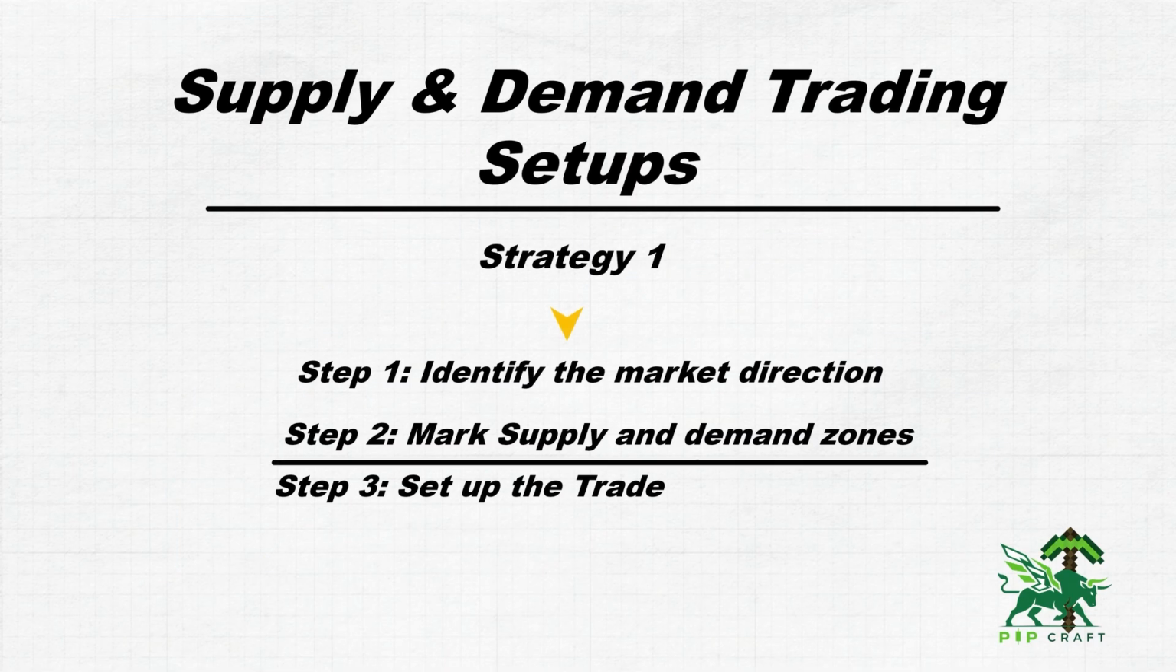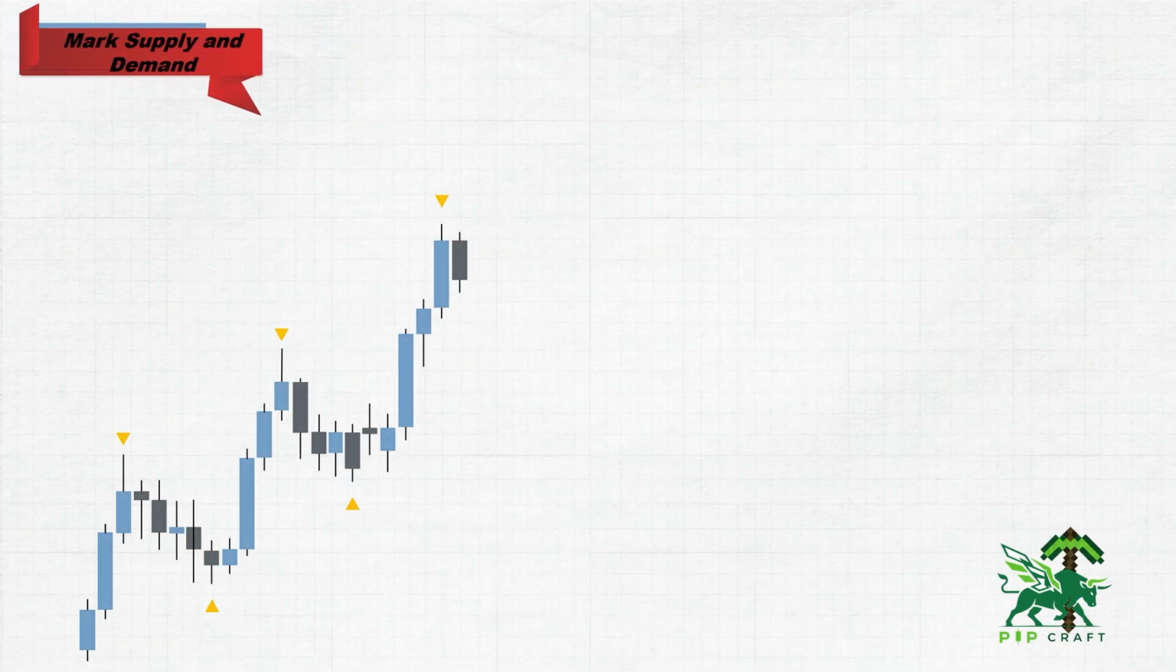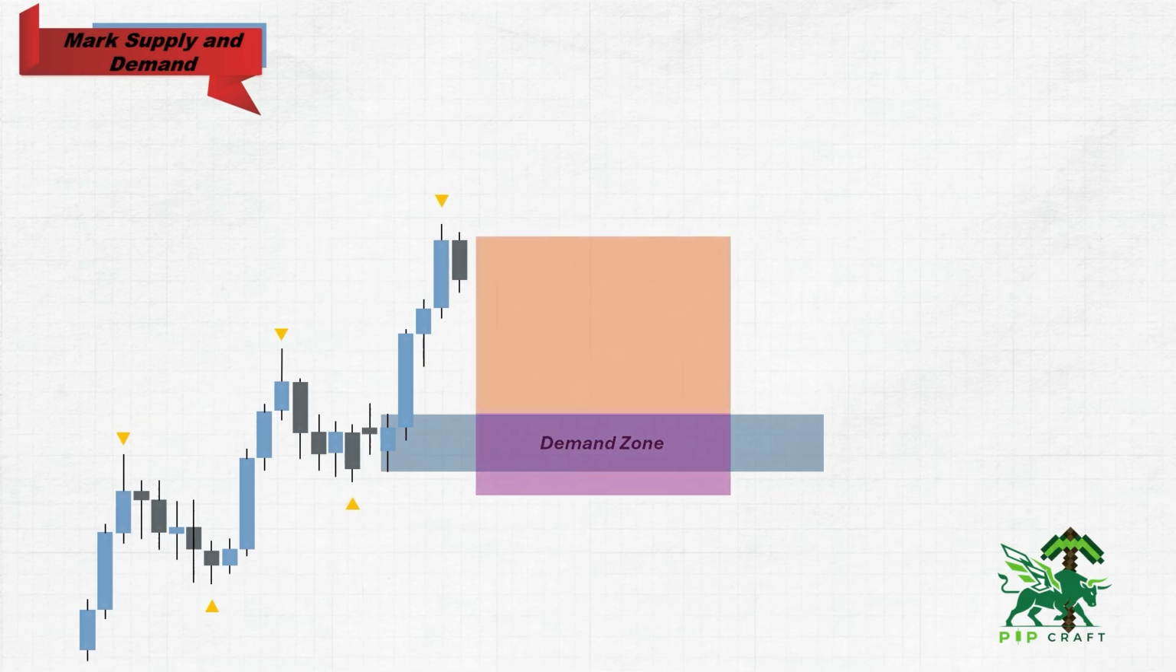Step 2 is to identify supply and demand zones based on the rules we discussed earlier. So here, the market direction is bullish, and we're looking for buy trades. Simply mark the recent demand zone, place a buy limit at the beginning of the zone, and set your stop loss below it. If the stop loss sits below the swing low, even better. This usually provides a safer stop placement.